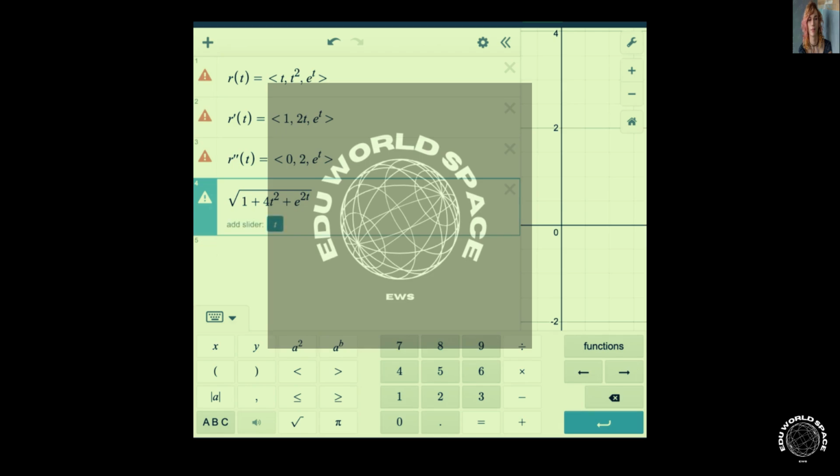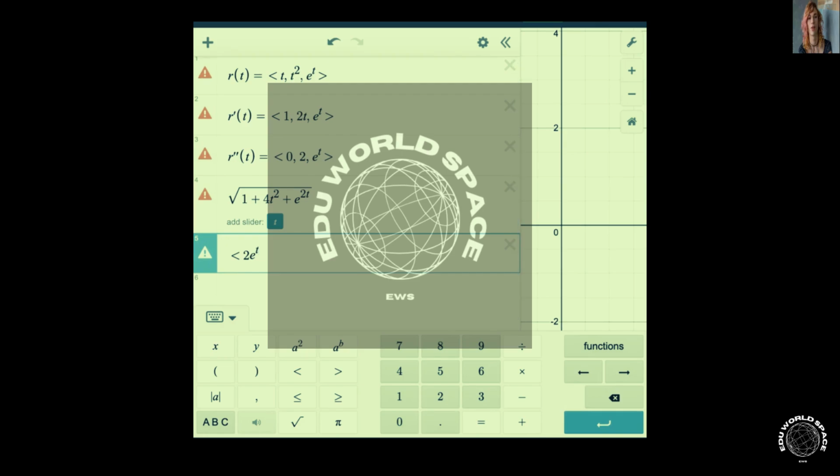And then we must find the cross product between r prime and r double prime. So when we cross these, we'll end up getting, as a result, 2e to the t times t minus 1, negative e to the t, 2. And we can just calculate that cross product by ourselves, just following the formula.